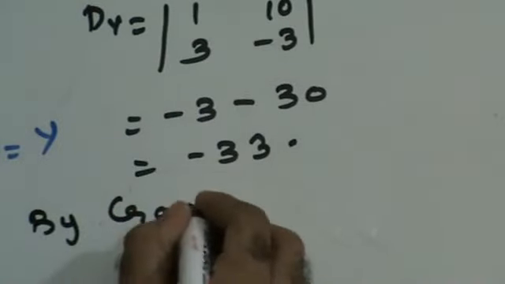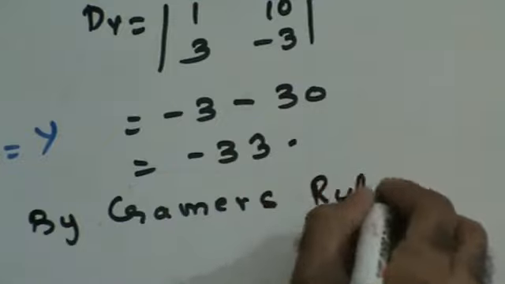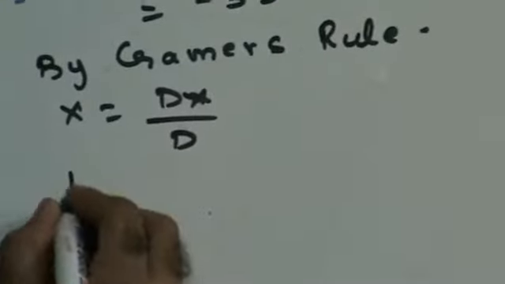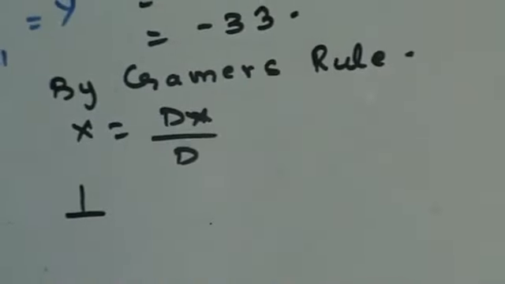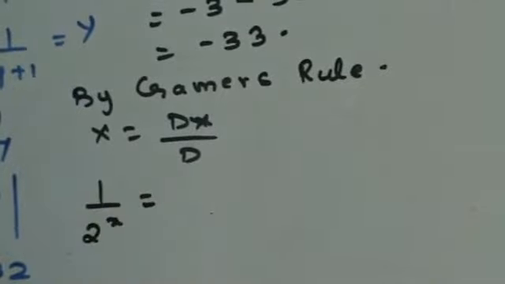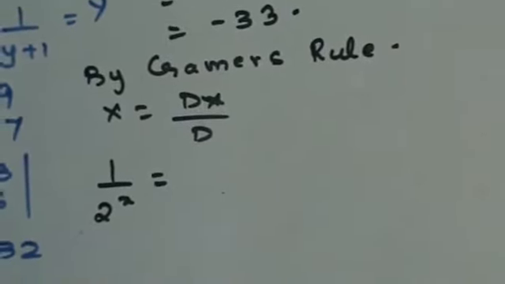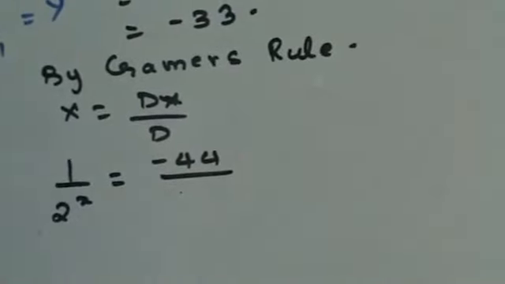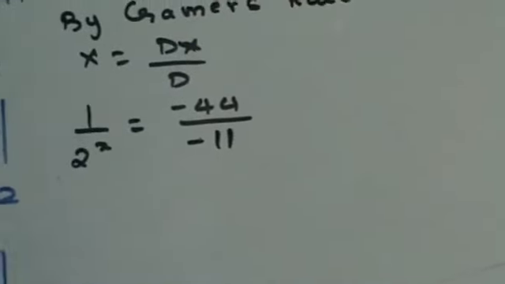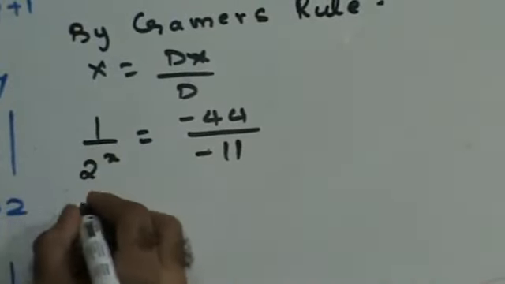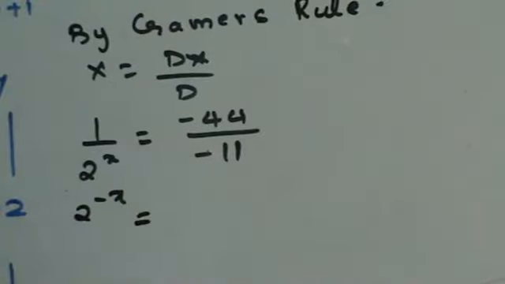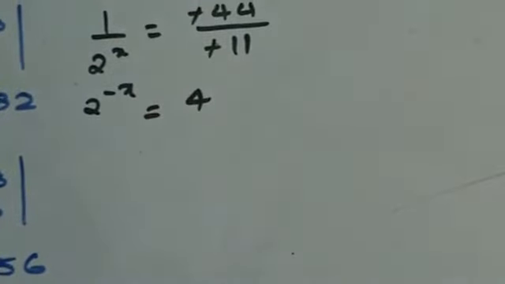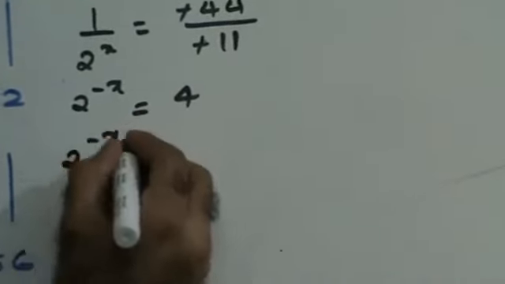By Cramer's rule, I can say X is equal to Dx upon D. What's the value of X? We found out the value of X to be 1 upon 2 raised to x is Dx. Dx is minus 44 upon D. D is minus 11. Right? 2 raised to x, when I take it in the numerator, will become 2 raised to minus x. Minus minus gets cancelled, 11 and 4. So I'll get 2 raised to minus x.